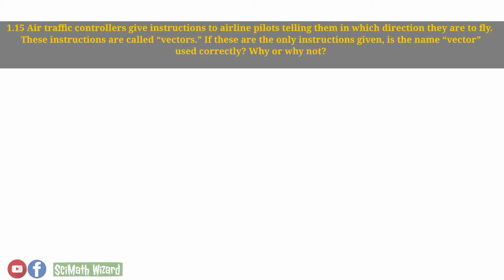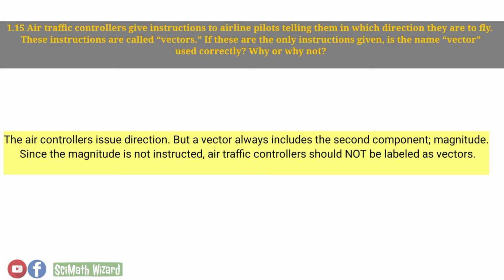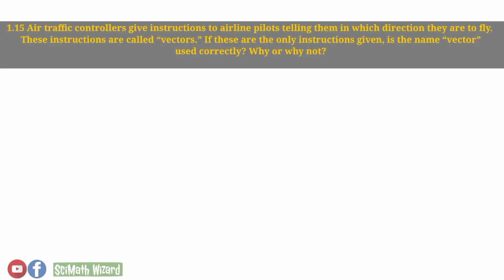Question 1.15: Air traffic controllers give instructions to airline pilots telling them in which direction they are to fly. These instructions are called vectors. If these are the only instructions given, is the name vector used correctly? Why or why not? The air controllers issue direction, but a vector always includes the second component, magnitude. Since the magnitude is not instructed, air traffic controllers' instructions should not be labeled as vectors.